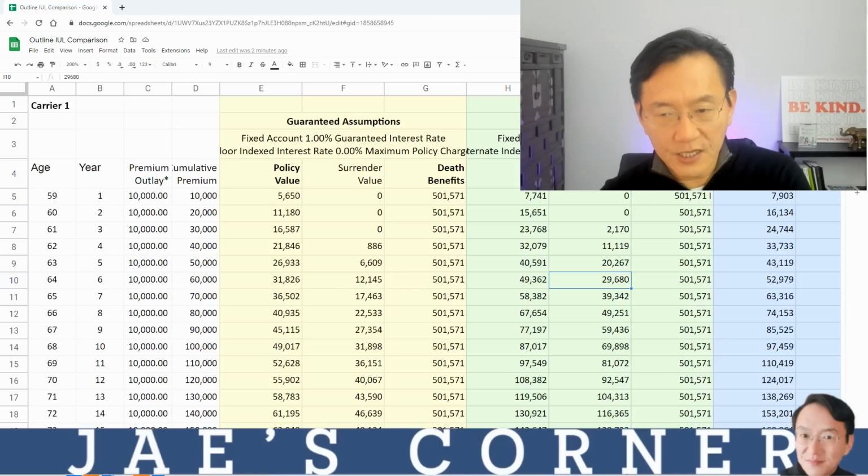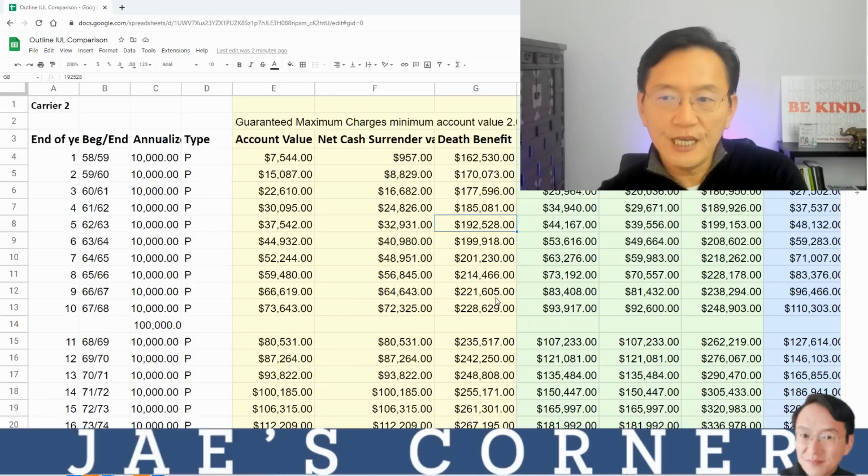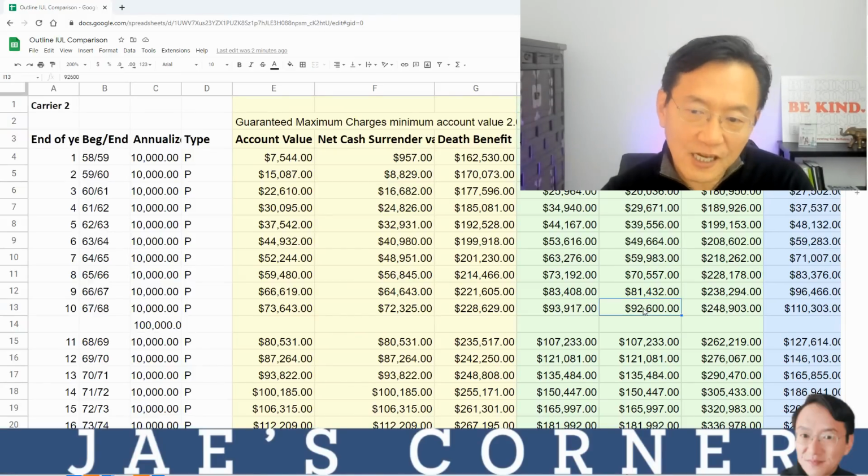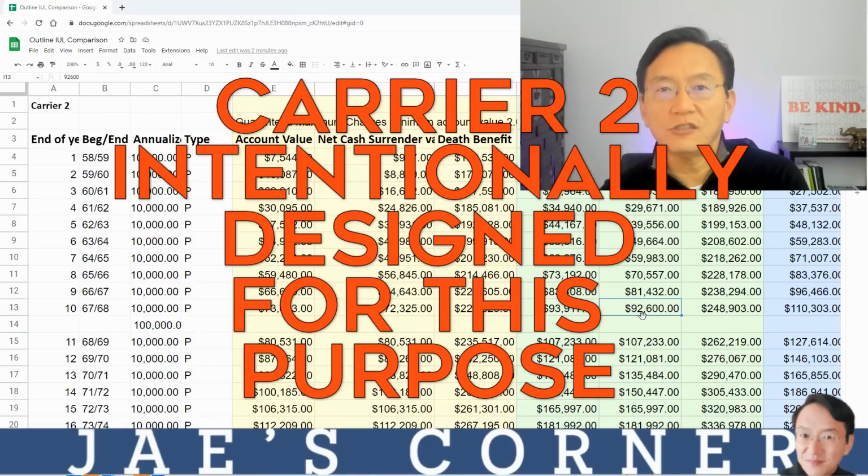Under carrier 2, even with a lower rate, not 3.25%, but at 3%, at the end of year 10, you can access $92,600. And now you've got it. You can see the difference at the end of year 10.